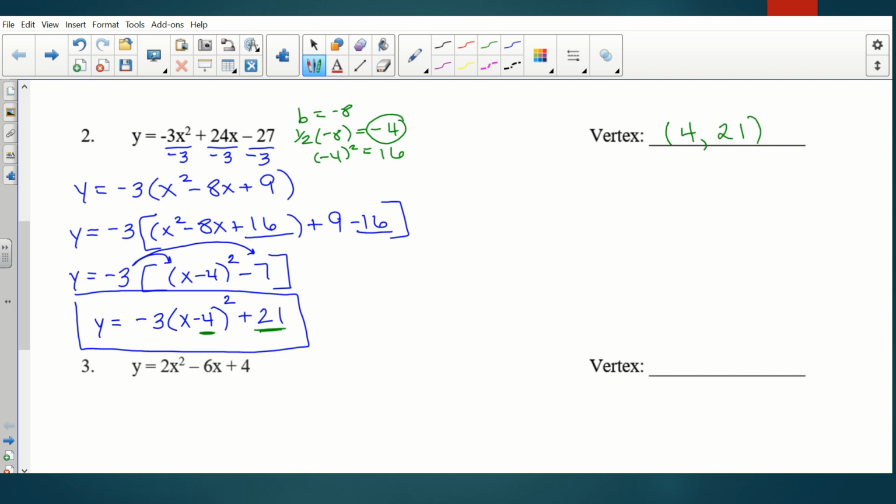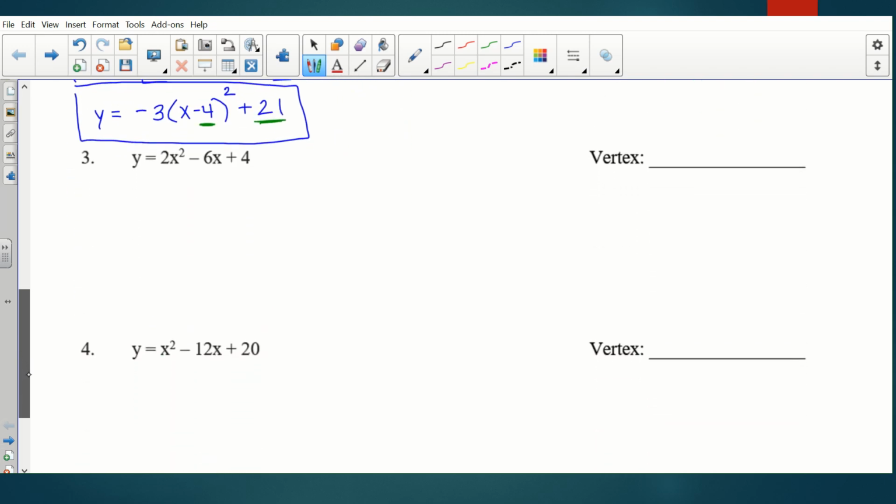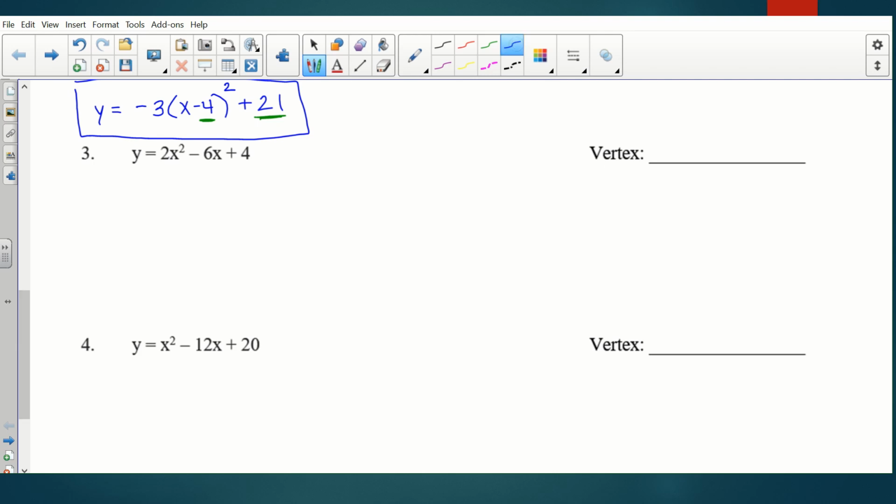All right, let's move on to number 3. Practice, practice, practice. Number 3, same thing. We have this a value of 2 in front. We are going to have to GCF factor that out. So when I do that, the 2 comes in front, and then x squared minus 3x plus 2 stays inside the parentheses. Ignoring the 2 on the outside for a second, I'm going to focus on what's going on inside the parentheses.